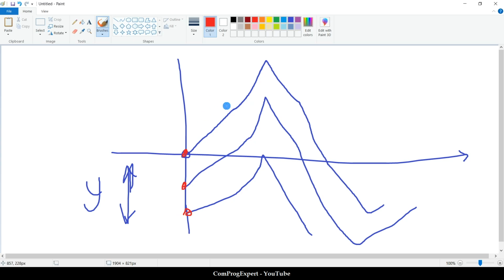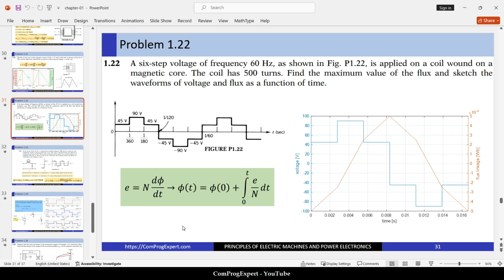We can calculate the average value of this function and force the average value to be 0, right? This is the case when we assume that we don't have any DC bias in the flux. I generated this waveform for this case, but in general we have multiple solutions. So I have set the value of phi 0 in such a way that we have no bias in the flux waveform. This is my assumption.